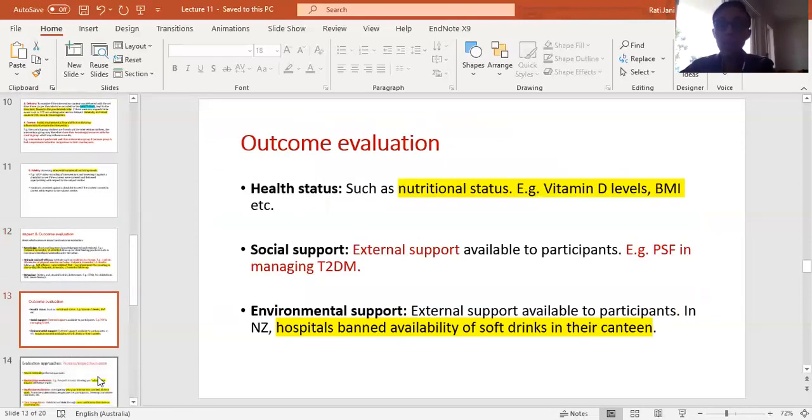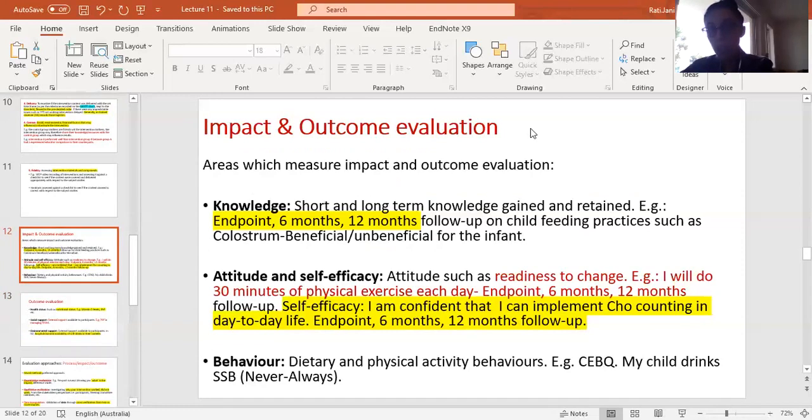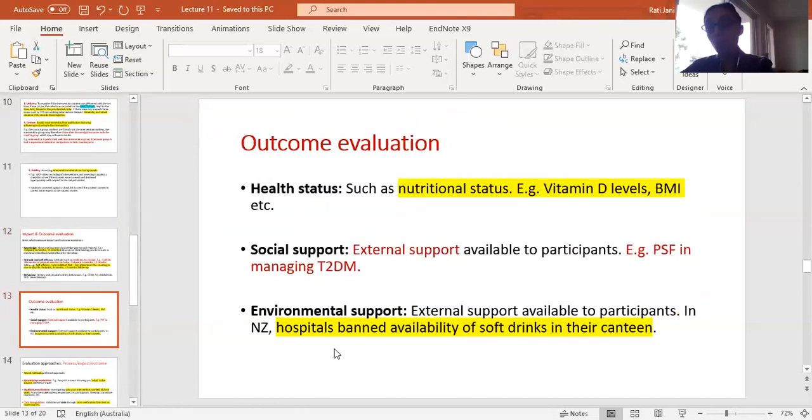All right. So now as I've said, guys, over here I have said impact and outcome evaluation, because these are the things which you can measure short term and long term. But there are certain things which you can only measure long term, which is part of outcome evaluation. For example, health status, like say, if you're doing an intervention with iron deficiency anemic people, then their iron levels. Social support, for example, you have in the voluntary diabetes program, we had trained peer support facilitators.